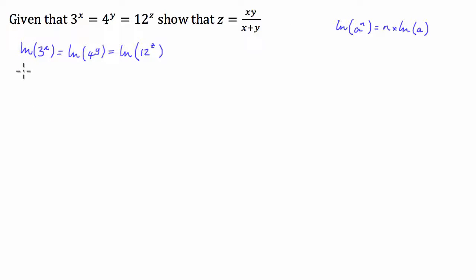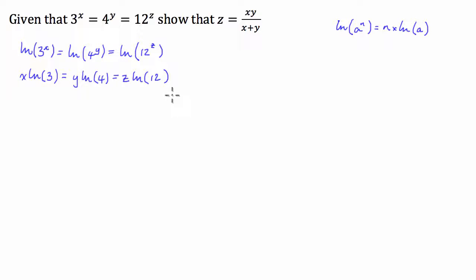So using this, it's going to be equal to x times the natural log of 3, which is going to be equal to y times the natural log of 4, which is going to be equal to z times the natural log of 12.